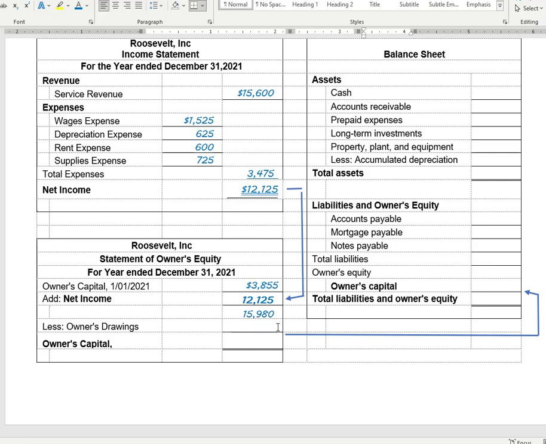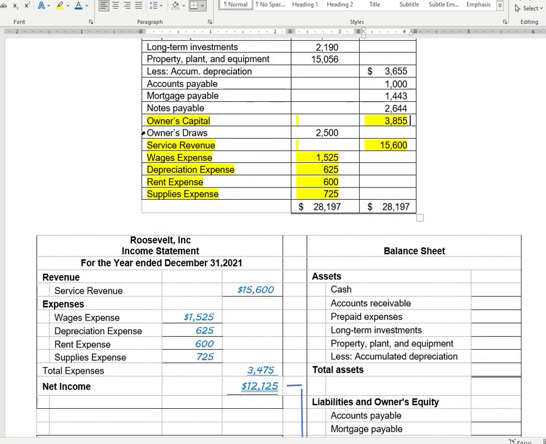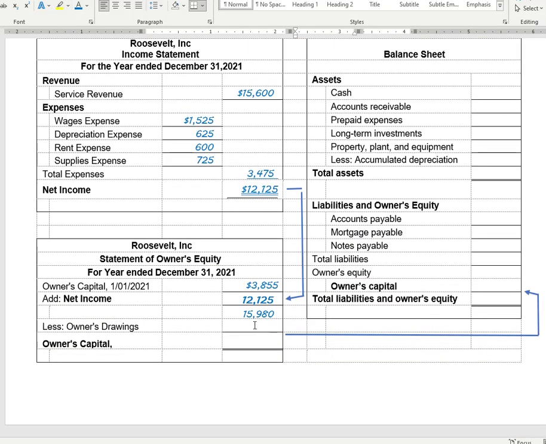Now we have our drawings. We have to come up here and we look, and the owner's drawings are $2,500. Okay, we have a line underneath to indicate we are going to do a subtotal, and that is $13,480. And this is end of the fiscal period, so it's 12/31/2021.